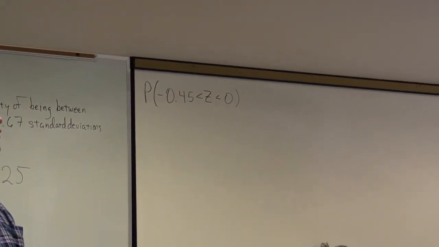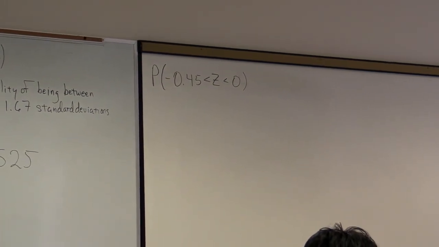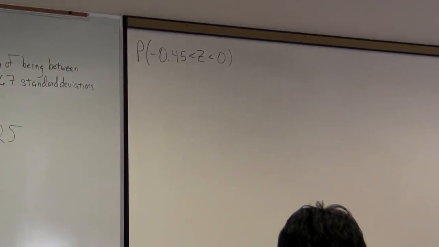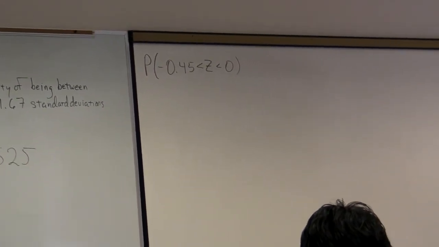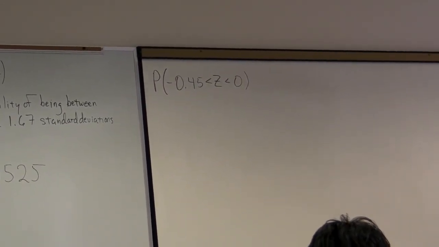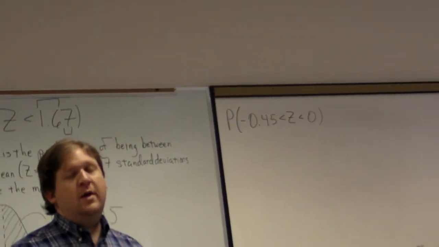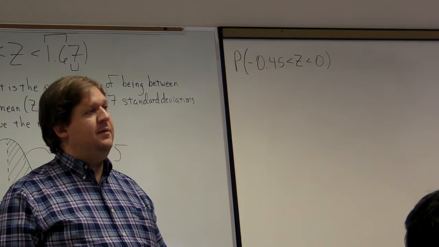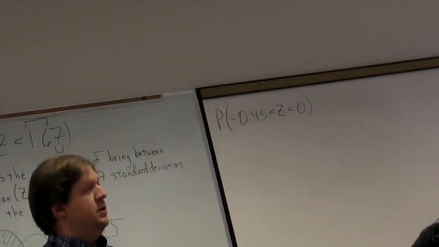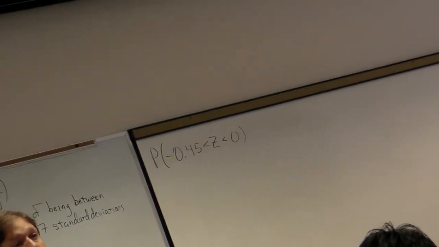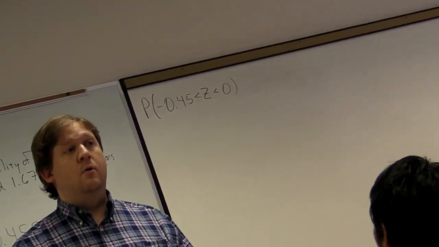So why don't we do this one? I'll give you a minute to work on this one. What is the probability that Z is greater than negative 0.45 but less than 0? So what's the probability of being between the mean and 45 hundredths of a standard deviation below the mean? In this case, a negative number with Z represents standard deviations below the mean.